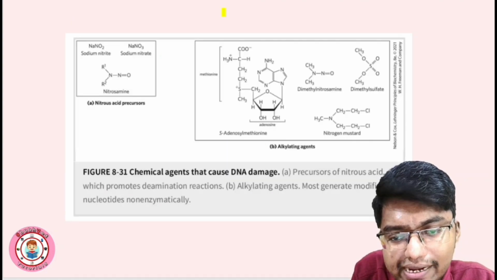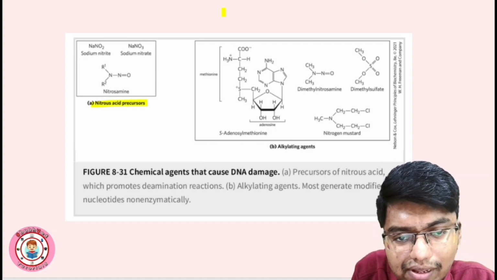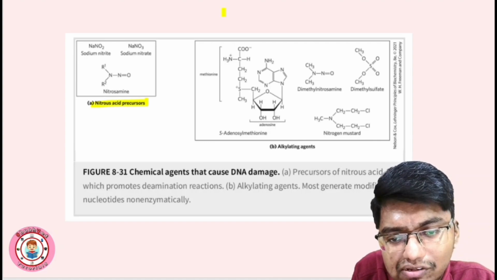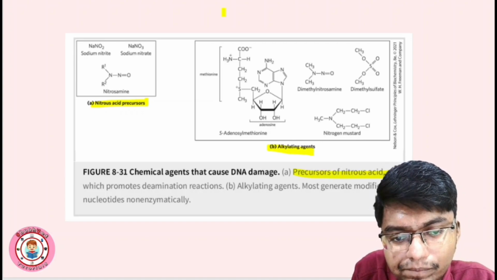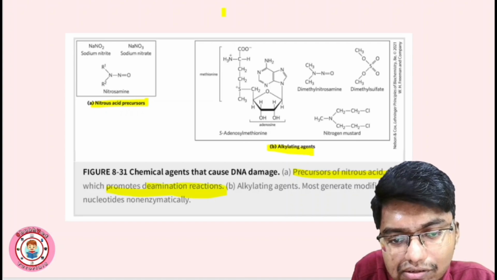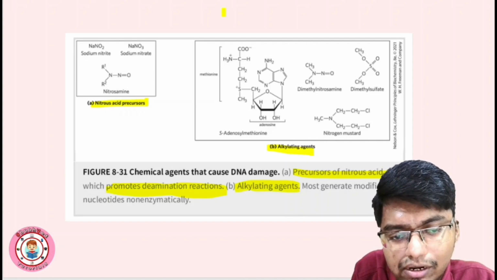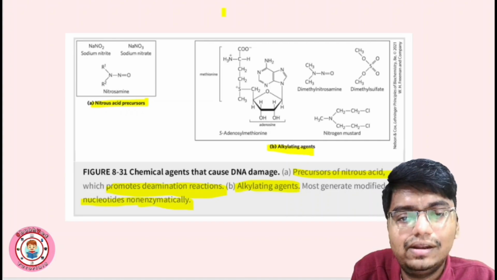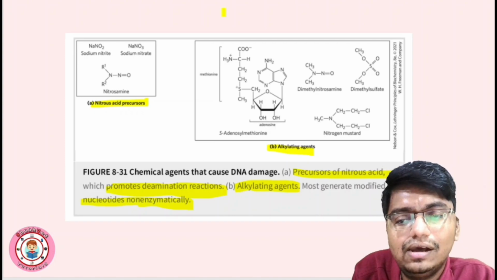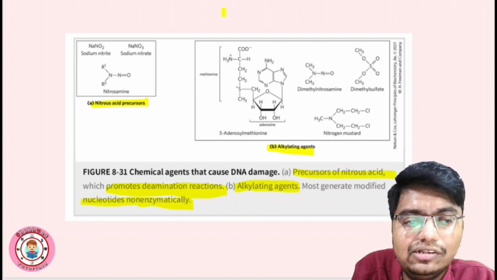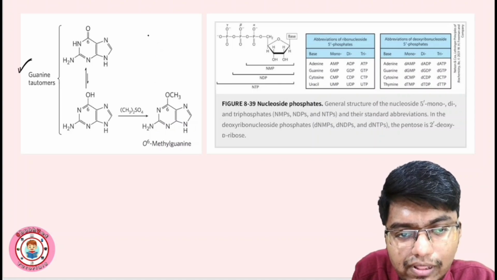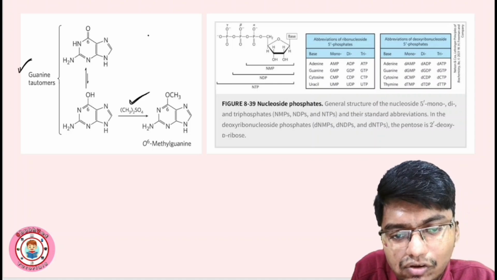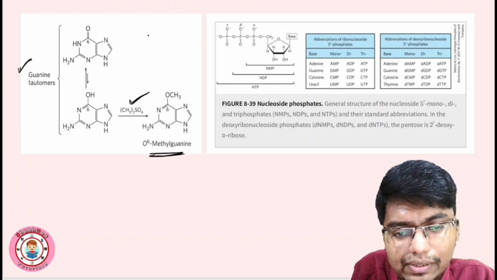Chemical agents that can cause DNA damage: nitrous acid precursors can induce DNA damage. Alkylating agents also. See, precursors of nitrous acid promote the deamination reaction. Okay, important: alkylating agents generate modified nucleotides non-enzymatically, without using any enzyme. Alkylating agents alter DNA, and nitrous acid acts by deamination. This is also one type of damage where guanine tautomers, when reacted with dimethyl sulfate, form methylguanine.